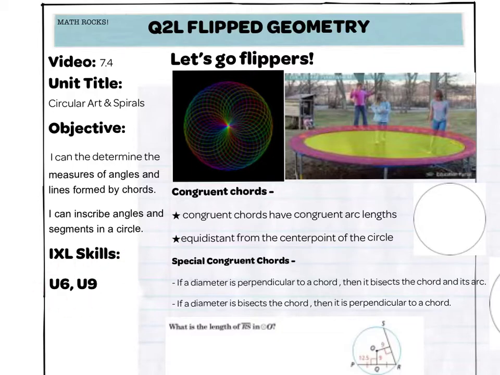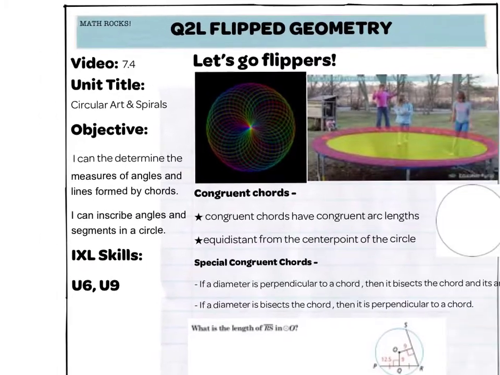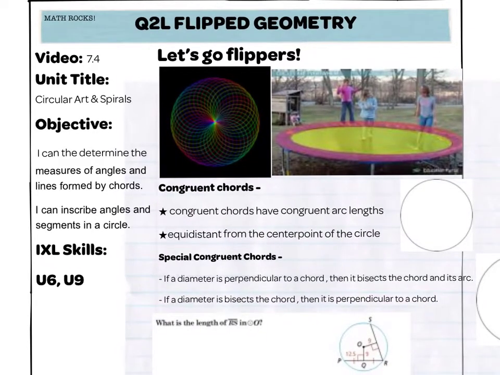Alright, let's go flippers. So the first thing we want to talk about today is congruent chords. Congruent chords, very simply, are going to be chords that are congruent. So let's draw some. Here are two congruent chords. BA is going to be congruent to DE. Here we have it written out. BA is congruent to DE.